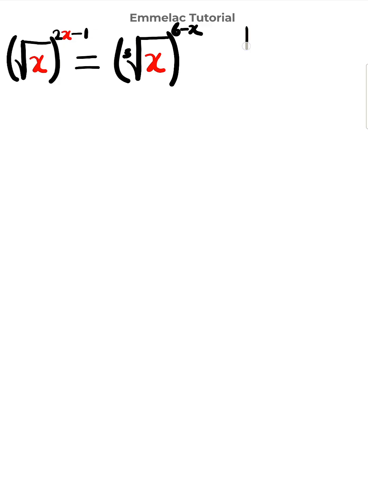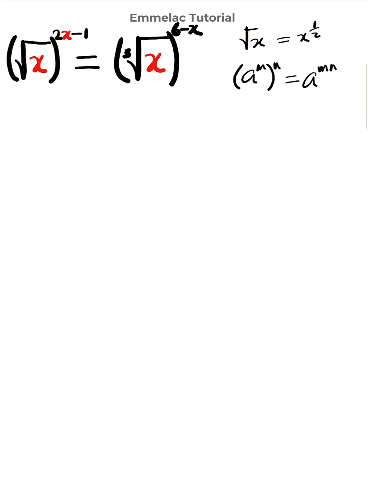When you have the square root of x, in terms of exponent, this is x raised to 1 over 2. And when you have a raised to m, all raised to n, this is the same thing as a raised to the product of m and n. Okay, so let us get started.